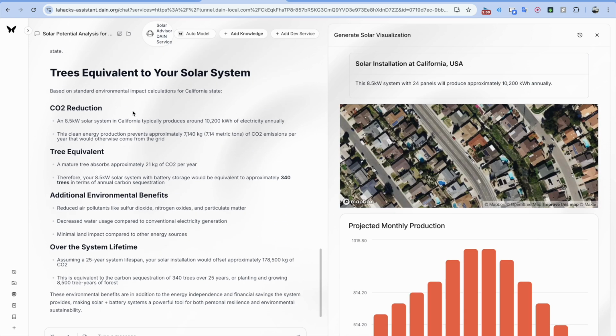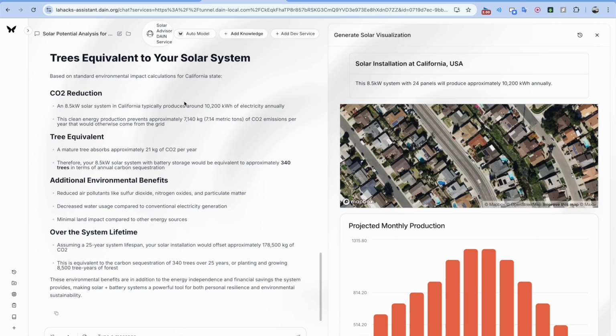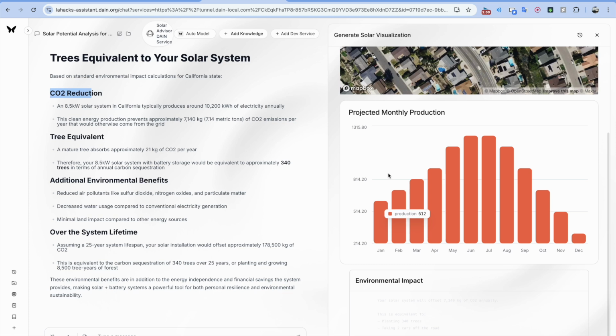And when we ask for further financial analysis here, we're seeing how much CO2 that we're actually reducing, right? And we're seeing, like, what does that mean, right? Well, first of all, this is the estimated monthly projected production here. We're also seeing our solar system will offset over 7,000 kilograms of CO2 annually. This is equivalent to planting 340 trees or taking 2 cars off of the road. So we're kind of putting it in a perspective that's more easy for us to understand.